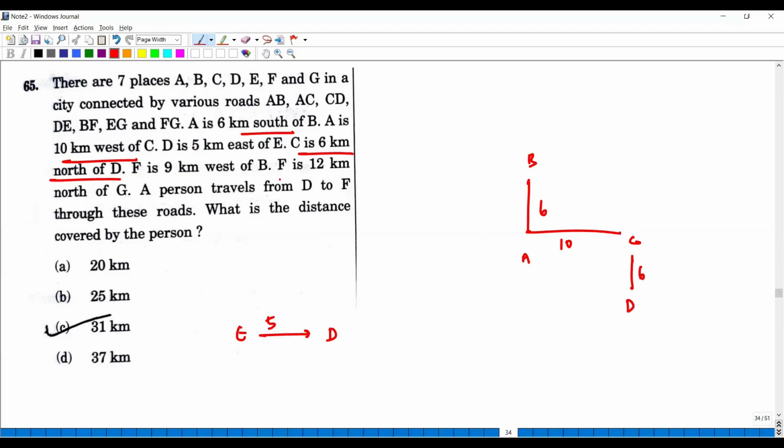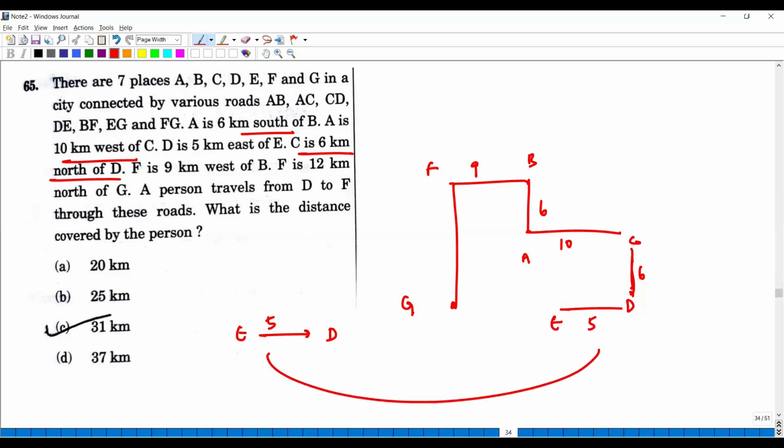F is 9 kilometers west of B. 9 kilometers west of B, that is F. F is 12 kilometers north of G. 12 kilometers means you came to a ground level. That is G. Okay. D is 5 kilometers east. So you can take it as 5.